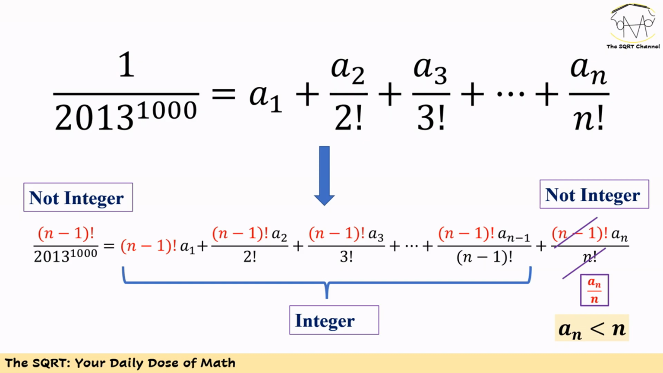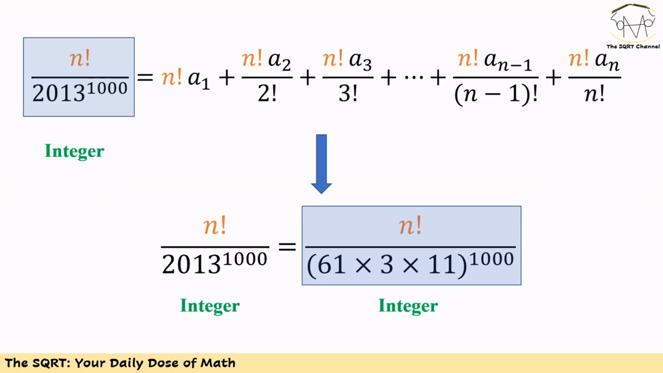So we need to find n such that n factorial over 2013 to the power of 1000 will be an integer, because we know that n minus 1 factorial over 2013 to the power of 1000 is not an integer. With that, we have an idea now of what we are looking for. We are looking for a number n such that n factorial over 2013 to the power of 1000 will be an integer.